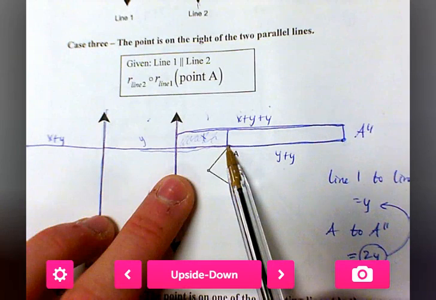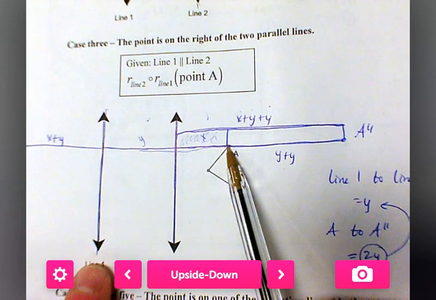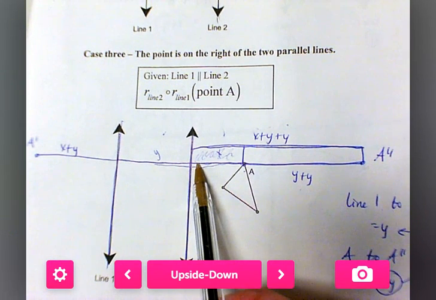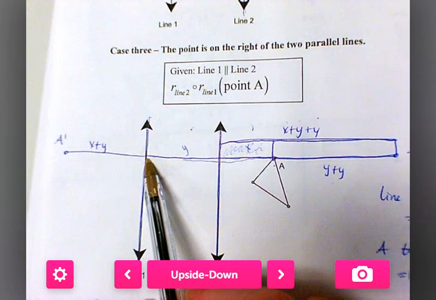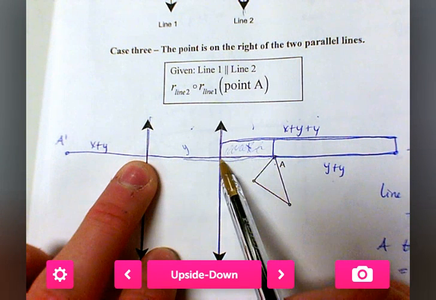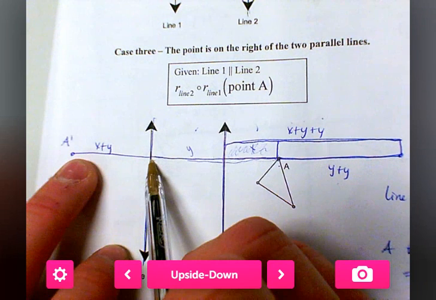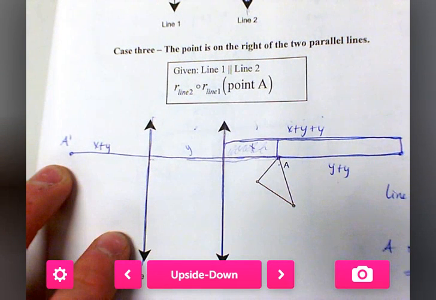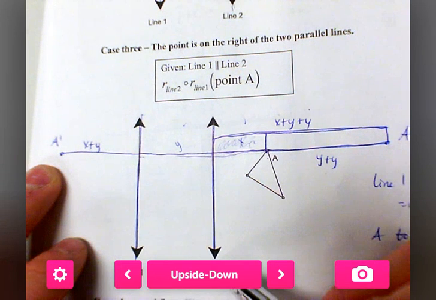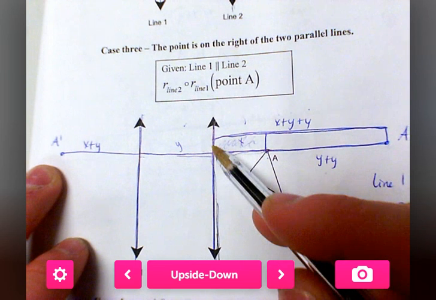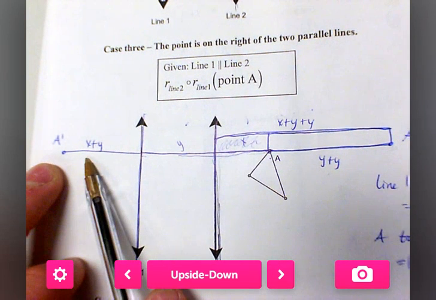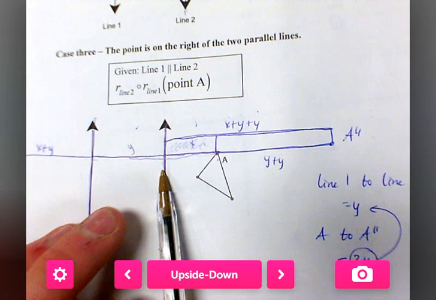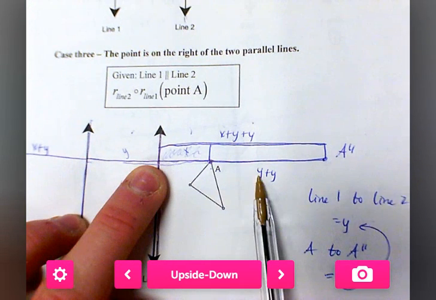So this one, we're going to have to reflect this point A over line 1. What I did was I had this little part be x, and then I had this whole section be y. So we went x plus y to the line, so we have to go x plus y past the line. So this is our A prime. Now that we have this point, we have to reflect it over line 2, which is right here. That means we have to go x plus y to the line, which means we have to go x plus y past the line.